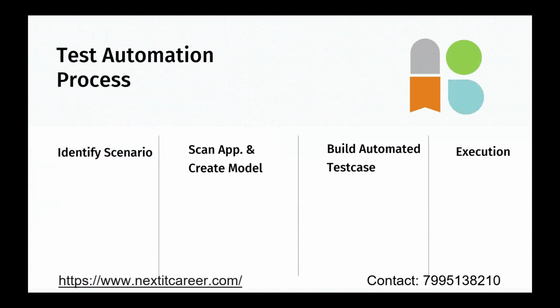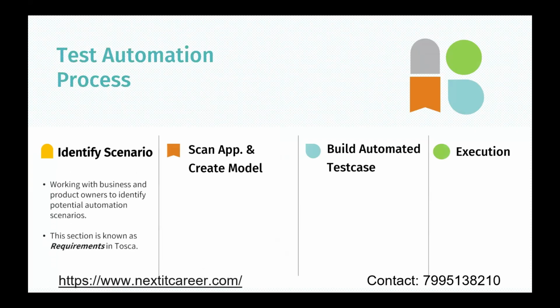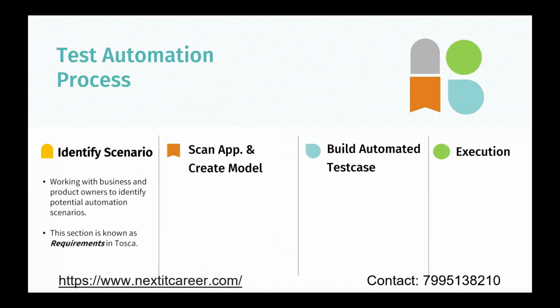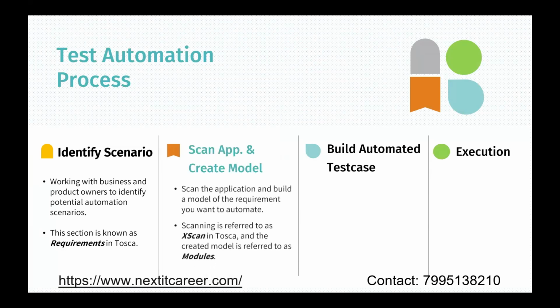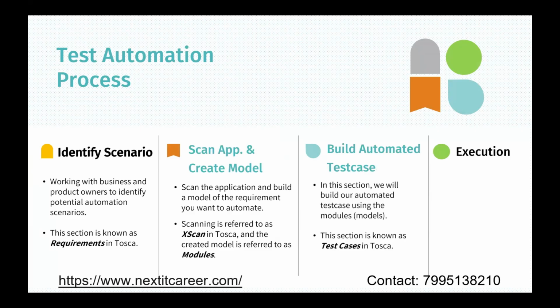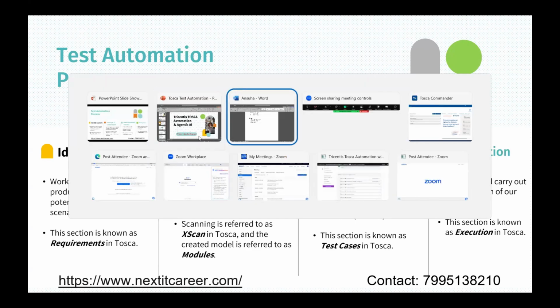So this is the automation process. First, we identify the scenarios. What are the scenarios that are feasible for automation? Once we identify that, later we create the modules and then build the test case and then finally do the execution.